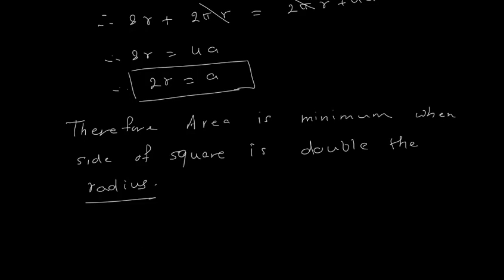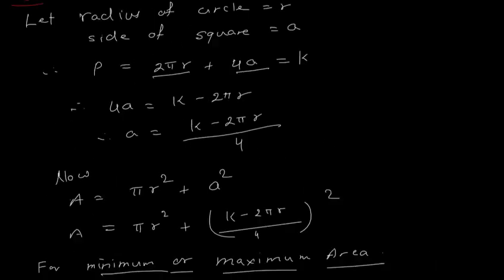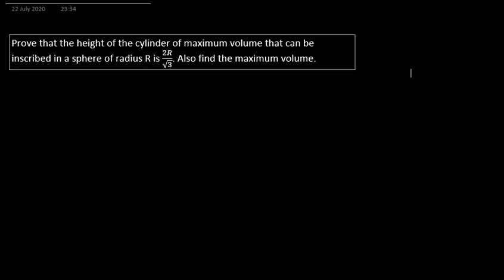Simple questions, yes? Okay, let us see one more question. Third question. Now this question is for 6 marks. So let us see whether this is simple or a little difficult. Prove that the height of the cylinder of maximum volume that can be inscribed in a sphere of radius r is 2r upon root 3. Also find the maximum volume.